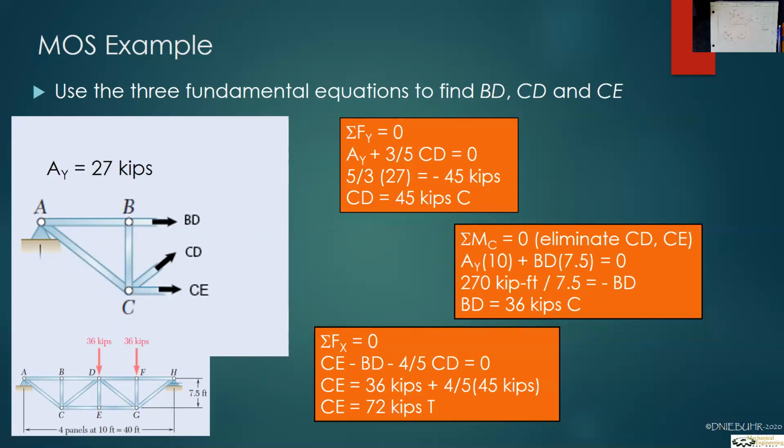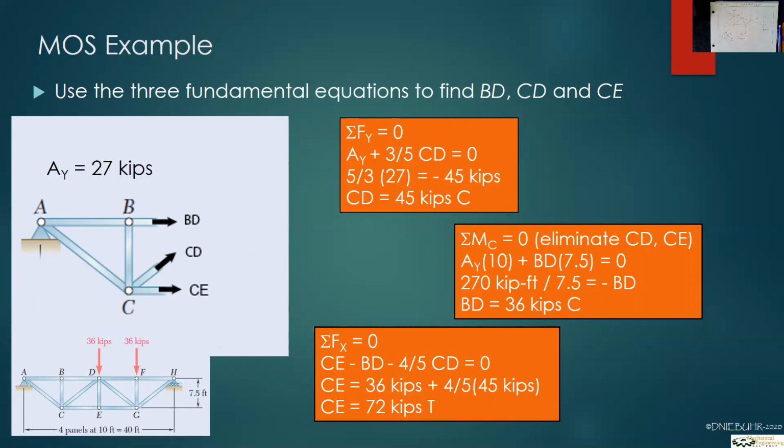So my assumption that CD is going up is incorrect. So CD is actually 45,000 pounds or 45 kips in the compression direction. So once we have that, then we can, and we could have done this other step first too. We could have summed the moments at C first, and that would have eliminated CD and CE.